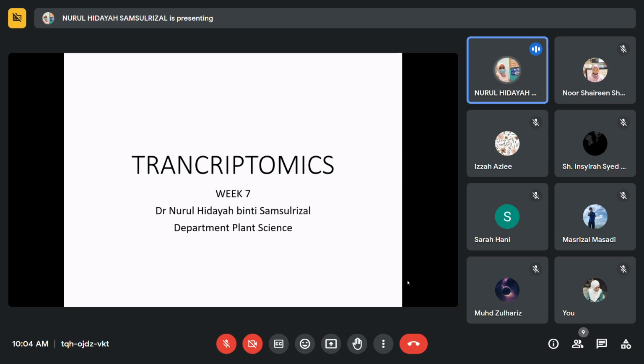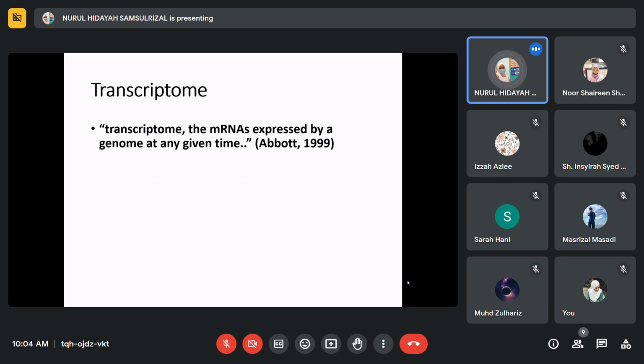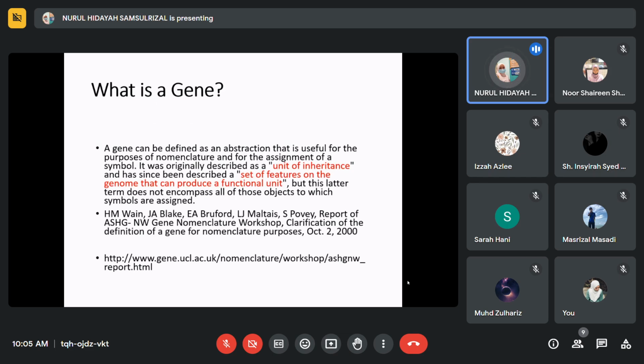Okay, what is transcriptome? So transcriptome in 1999, okay, according to Abbott, they say that the transcriptome, okay, is referred to mRNA that is expressed by the genome at any given time, okay. But before we know about the transcriptome, we also need to know a little bit about the genes, okay. So genes, because they are quite related to each other, we will transcribe the gene to produce the mRNA, right?